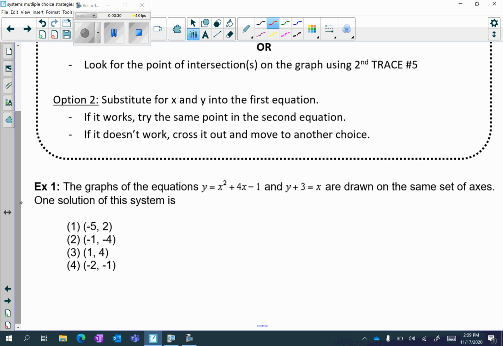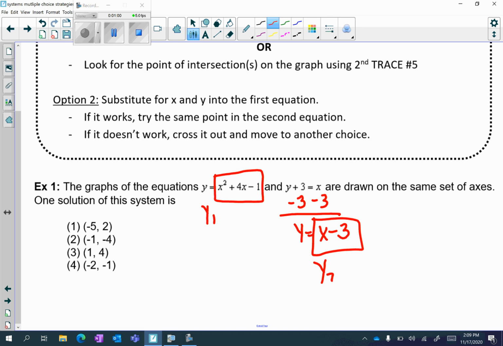So the graphs of the equations y equals x squared plus 4x minus 1 and y plus 3 equals x are drawn on the same set of axes. One solution of this system is, so this part right here is going to go into y1. This over here I want to put in y2, but it has to be in y equals form first. So I'm going to start by subtracting 3 on both sides. I have y equals x minus 3, and then this is going to go into y2.